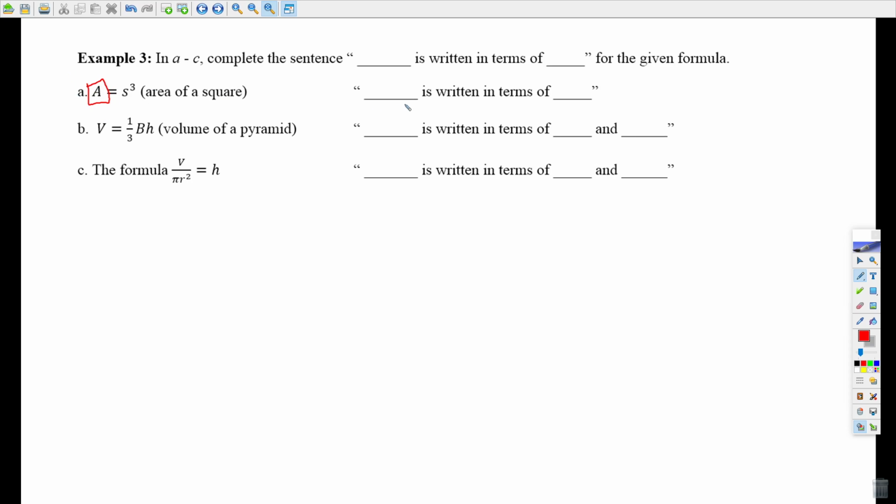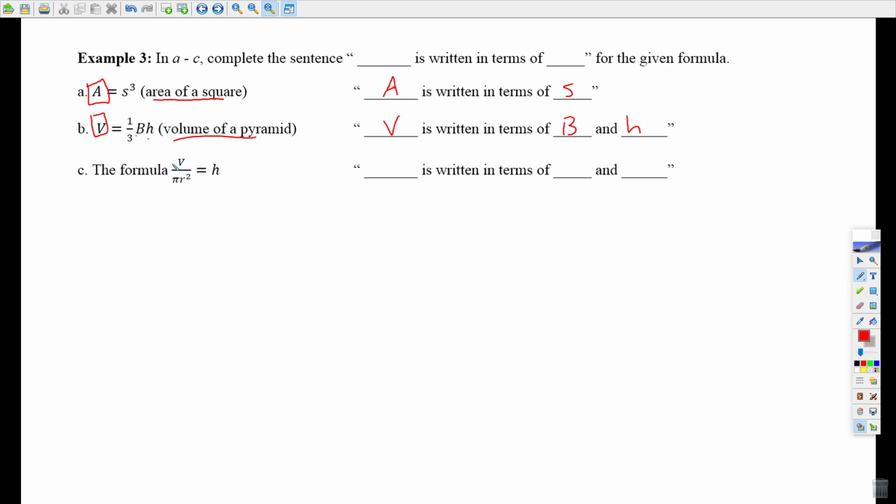So we say A, the variable all by itself, is written in terms of, you might think it's s cubed, but we're just talking about the variables here, just the variable s. And part B, v is all by itself. So v is written in terms of what variables? Capital B and h. And they're also telling you what these formulas are for. The first one was for an area of a square, the second one for a volume of a pyramid.